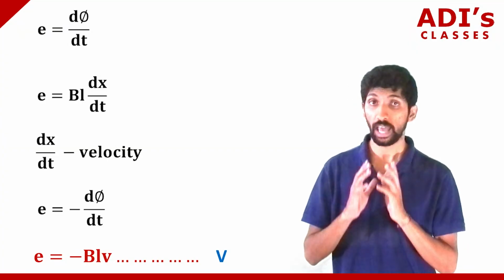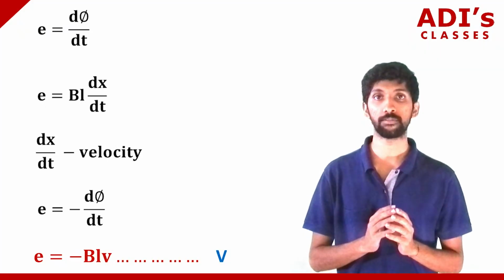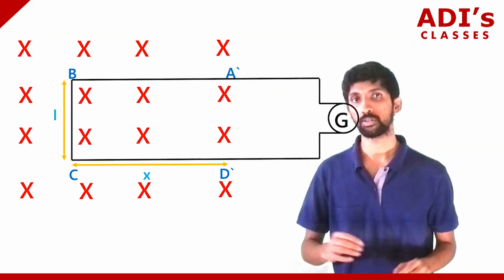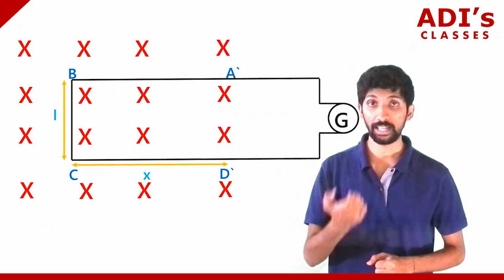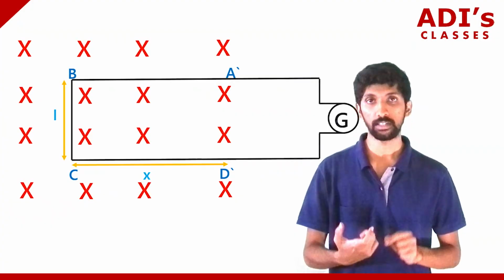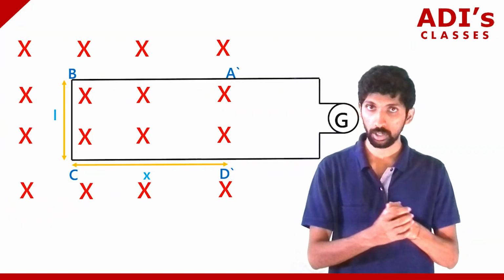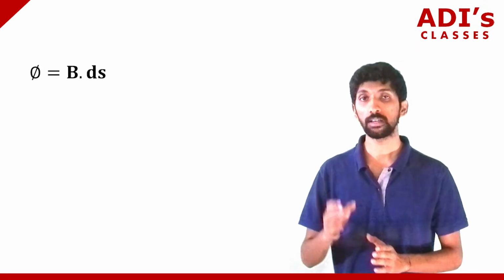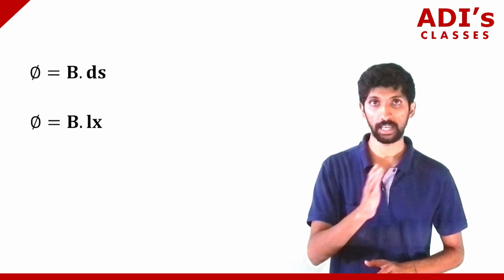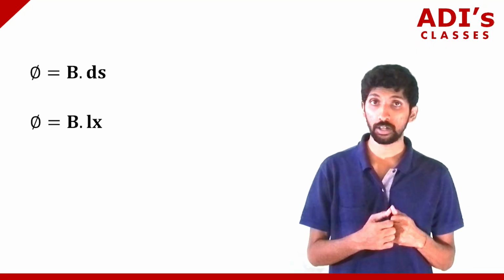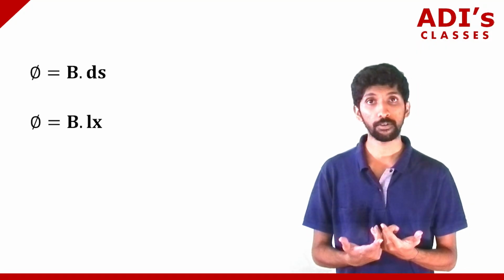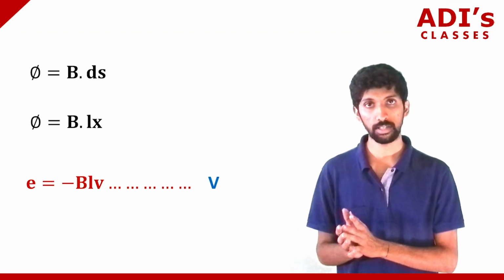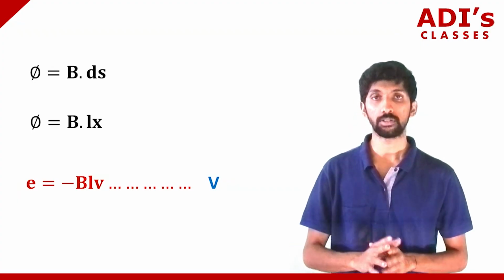Now this is the expression for the induced EMF in a coil. I'll go through this quickly again. You have a coil and a magnetic field. The length of the coil in the magnetic field is X, the breadth of the coil is L. You move the coil, so X changes with respect to time. The magnetic flux is B into dS, that's BLX, and as you keep moving the coil, we take the derivative of phi, so d phi by dt becomes BLV, and then the induced EMF becomes minus BLV. So this is the EMF, correct?